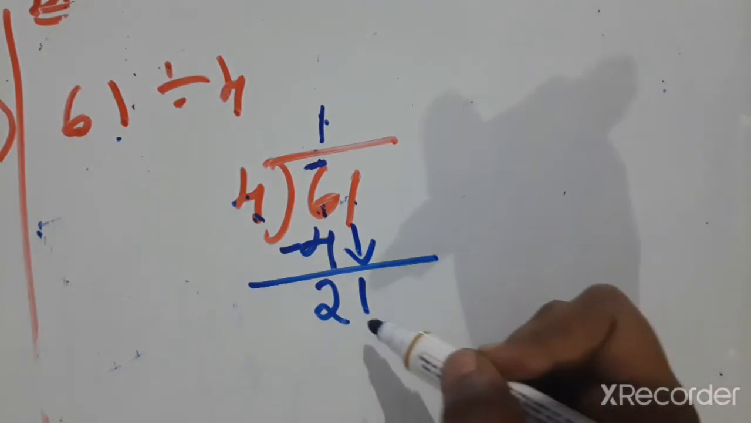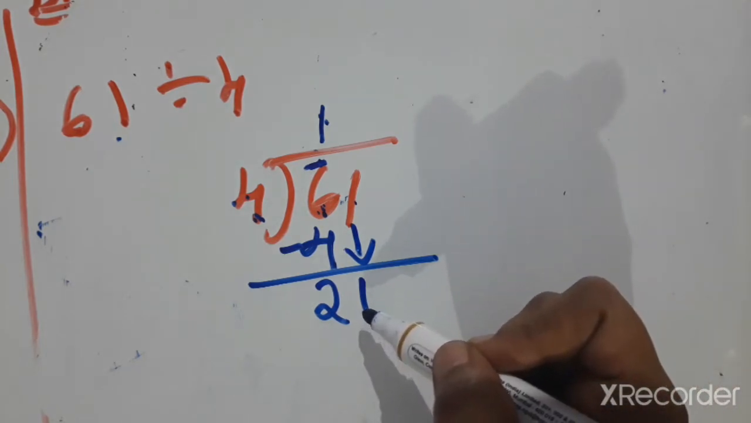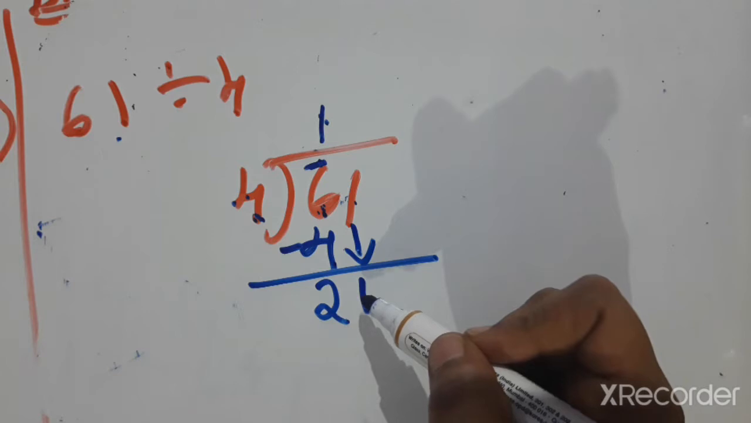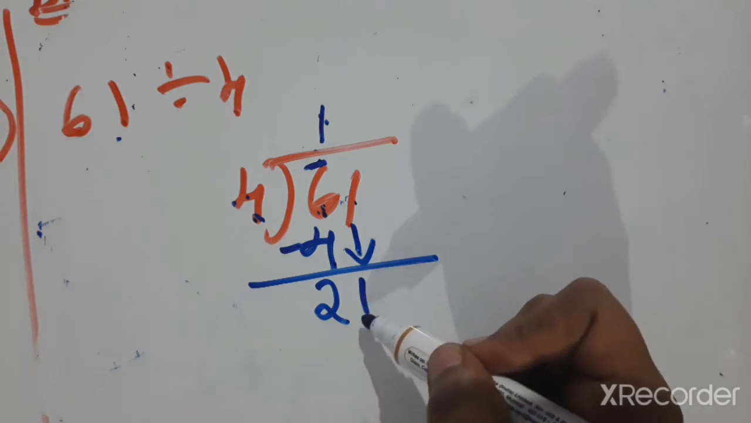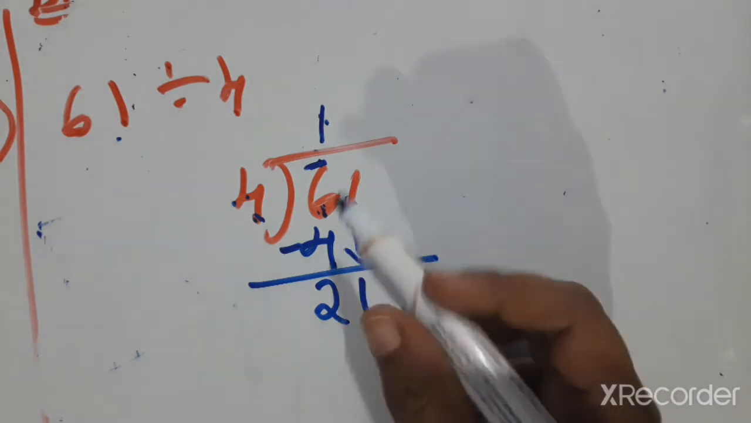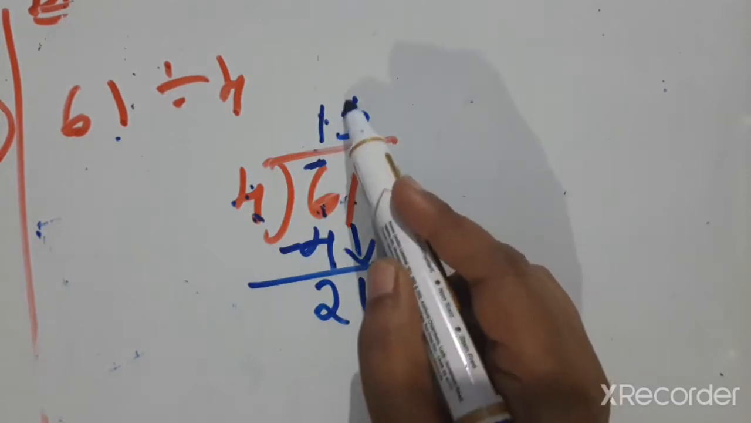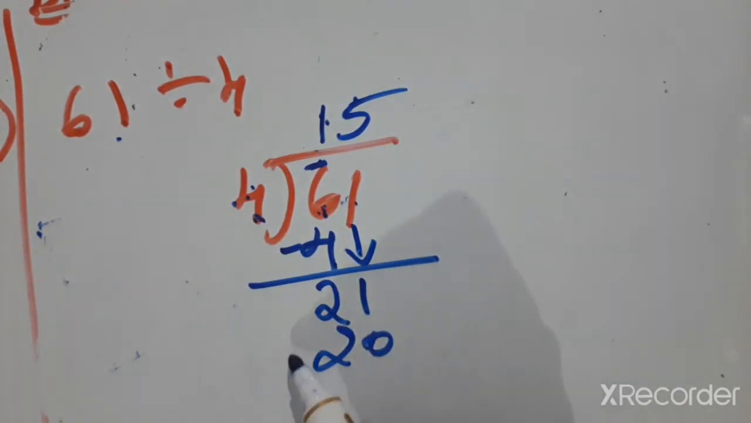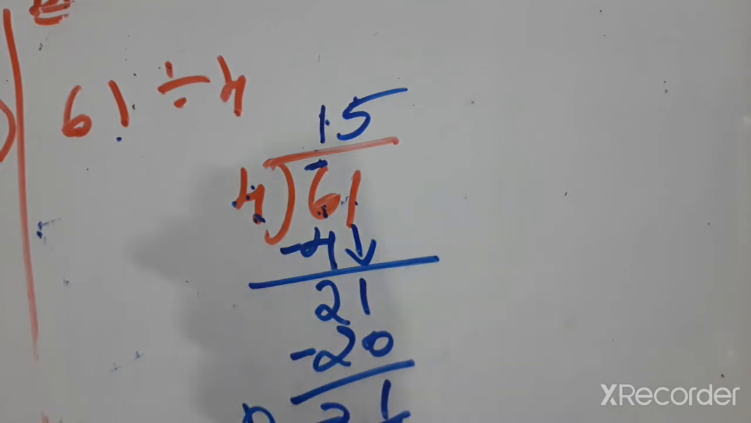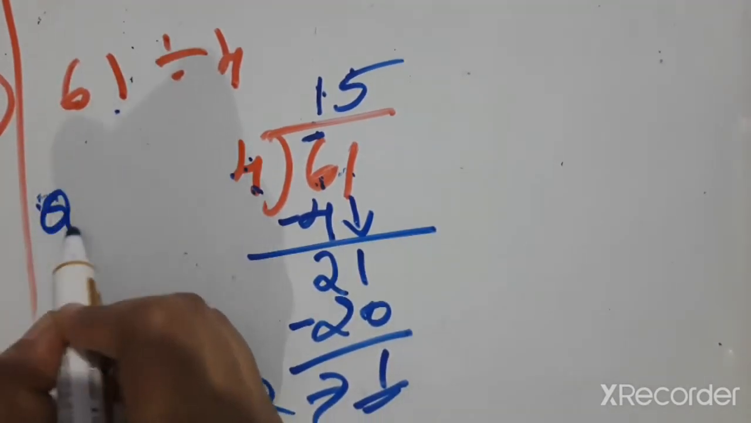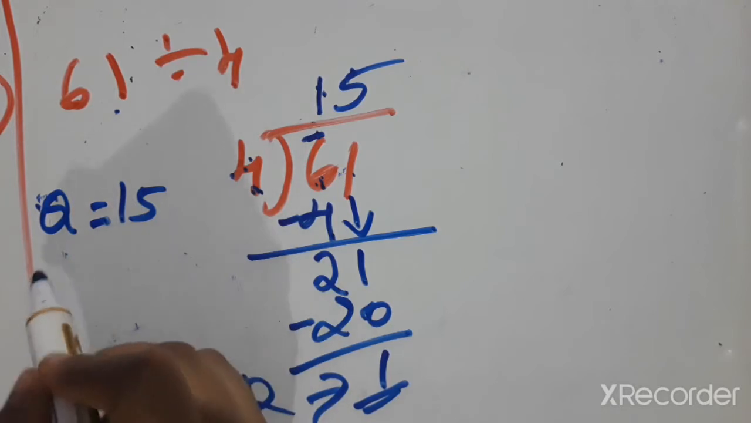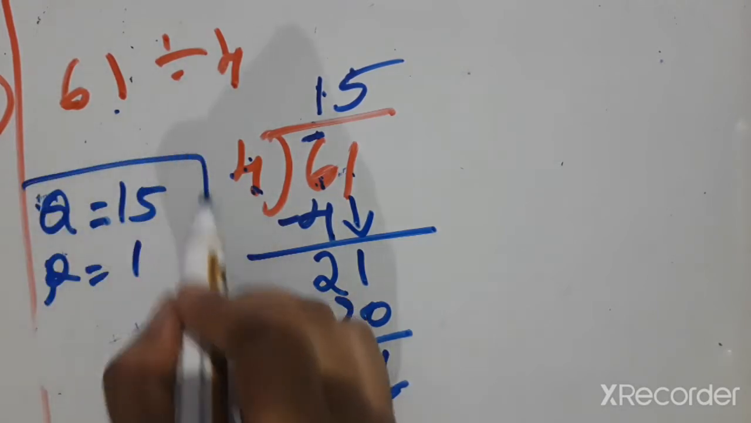21. 4 how much are nearer to 21? 4 fours are 16, 4 fives are 20, 4 sixes are 24. 24 is greater than this. So which is the nearer one? 4 fives are 20. Here we have to subtract. The remainder is 1. The quotient is 15 and the remainder is 1.